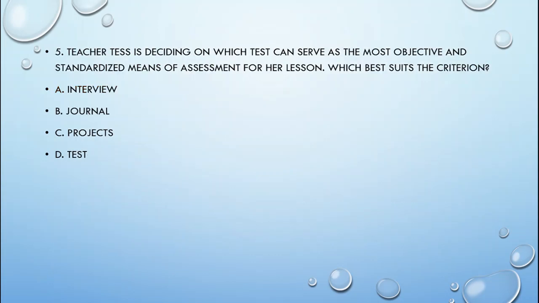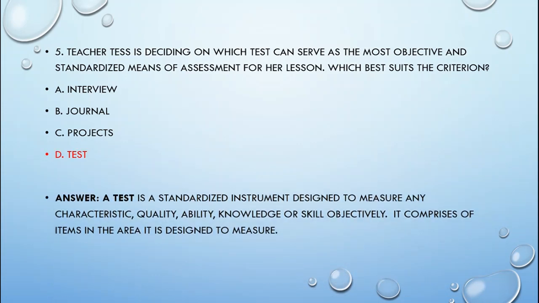Number 5. A teacher is deciding on which test can serve as the most objective and standardized means of assessment for her lesson. Which best suits the criterion? The answer is letter D, test. A test is a standardized instrument designed to measure any characteristic, quality, ability, knowledge, or skill objectively. It comprises items in the area it is designed to measure.